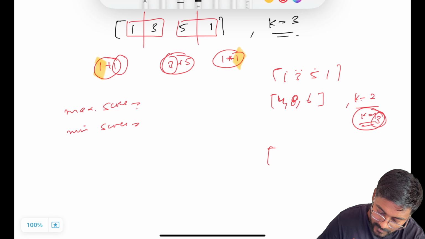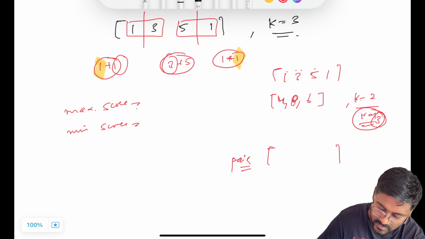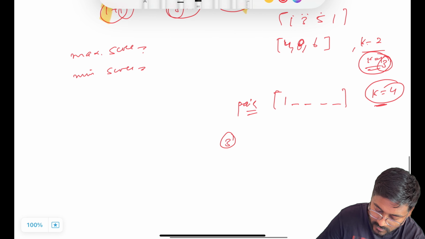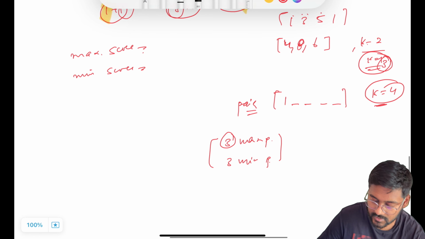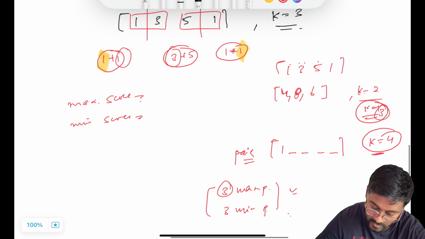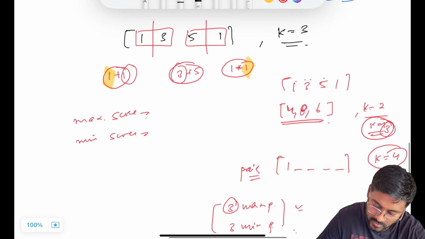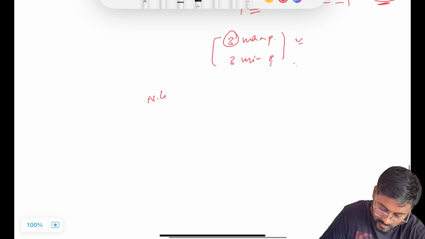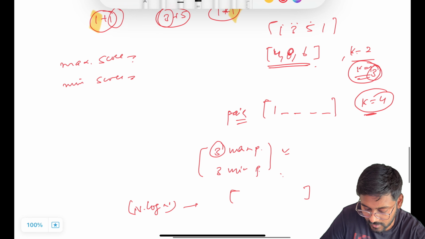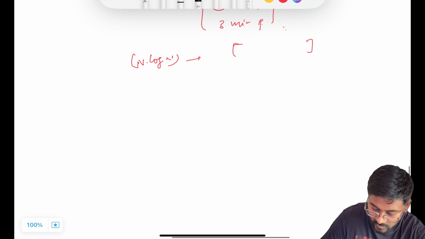And let's say when my pair array is a bigger one, having multiple elements, and k was 4, it means I am going to pick 3 maximum pairs and 3 minimum pairs. This shows that we definitely have to sort these pairs, using n log n time. So firstly, the weights are given to us and we have to sort those weights to get the maximum score and minimum score. Now let's try to work on our algorithm.